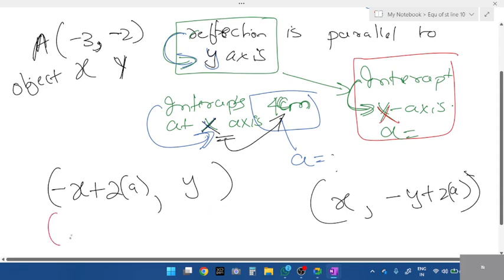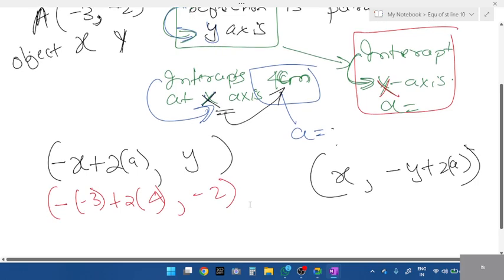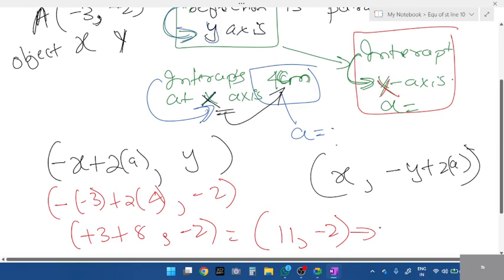Now let us substitute. Minus x is minus of minus 3. Plus 2 into a value, which is 4. Comma. Y is minus 2. If you solve this question, minus into minus is plus 3. Plus 2 4s are 8. Comma minus 2. So the answer is 8 plus 3, 11, comma minus 2. This is the coordinate.